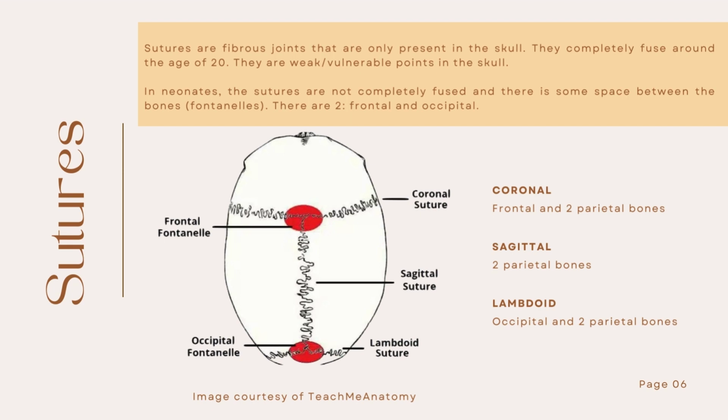So there are three sutures in the skull. The first one is the coronal suture, which is present between the frontal and the two parietal bones. We then have the sagittal suture, which is just present in the middle of the two parietal bones, so separating them from each other. And then we have the lambdoid suture, which is present between the occipital and two parietal bones.